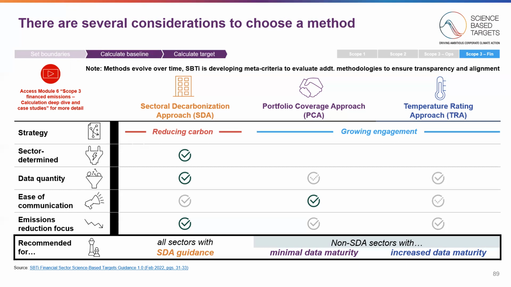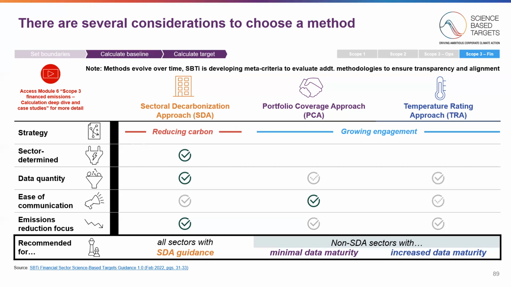Lastly, we believe that the temperature rating can be used for financial institutions who have more data maturity. The core data inputs for the temperature rating approach are the ambitions of the financial institution's portfolio, which would require more focus on climate change and likely greater data maturity. However, since there is the default temperature score of 3.2 degrees Celsius for companies who have no stated ambition, the process for estimating data is simpler than that of the sectoral decarbonization approach.